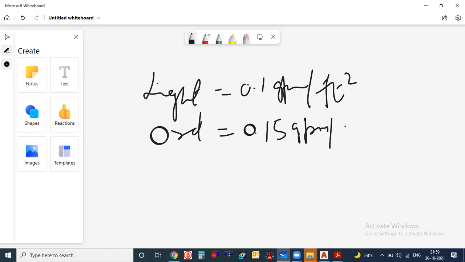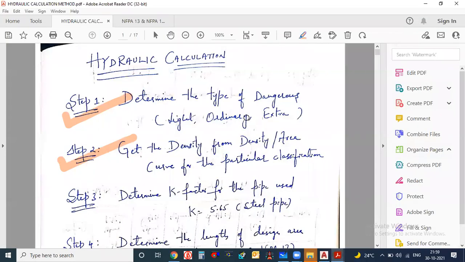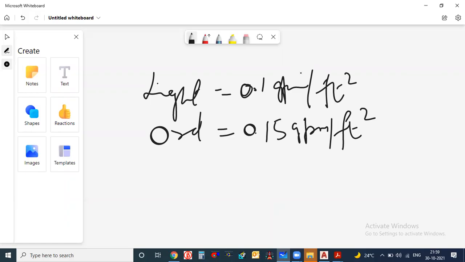Now, what is the use of this density area curve? Sir, sorry, one second. Can't we use SI units, because GPM is critical? It is given in assignments, you have to go with mm per minute. Actually, I'm not used to that, because GPM per square feet is the easiest way to write it, and this value is given in NFPA only. They have given the metric value too, but it gets a little bit confusing.